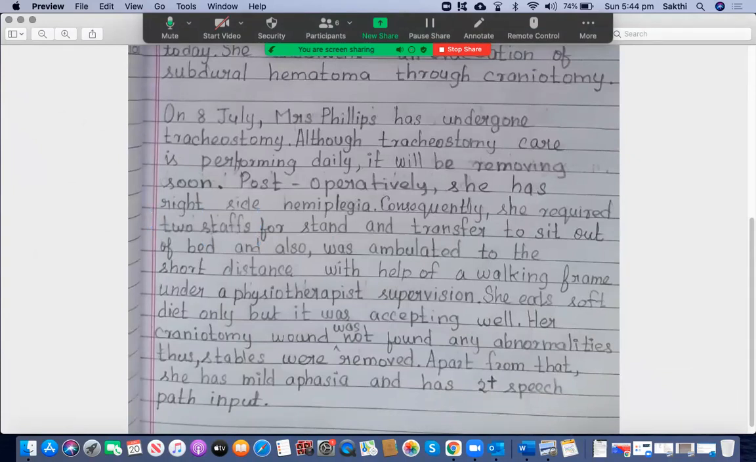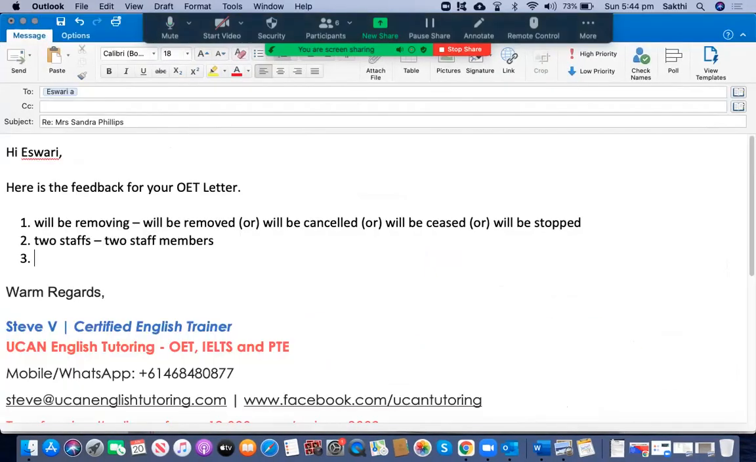Okay, and transfer to sit out of bed, and also was ambulated to the short distance with the help of a walking frame under a physiotherapist supervision. Okay, if you feel it's going to be a bit complicated in terms of grammatical structure, it's better to split it into two sentences. You should have stopped maybe here itself, after out of bed. Two staff for standing, isn't it? Not for stand, sorry, it should be for standing.